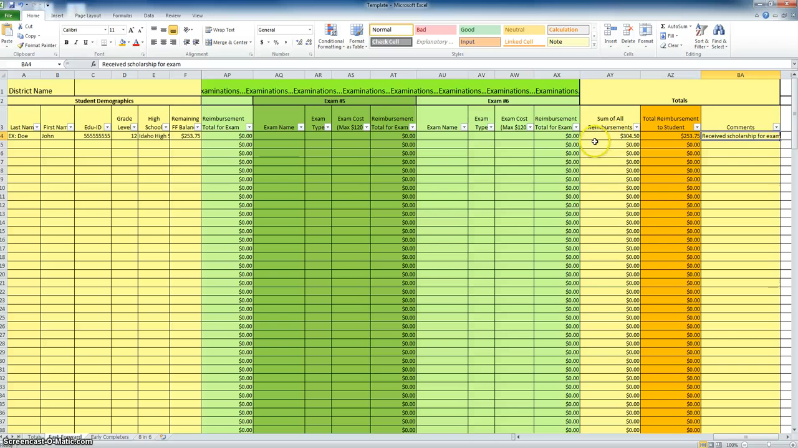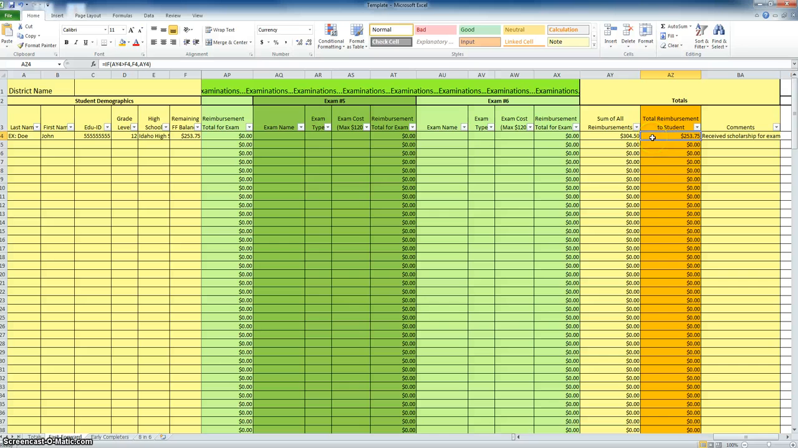Now let's take a look here. In column AY, I see the total of all the reimbursements that were put in. And then finally in column AZ, this is the final determination. Because John Doe only had $53.75 left in his account, the State Department will only reimburse $53.75. And so essentially this column applies that cap.